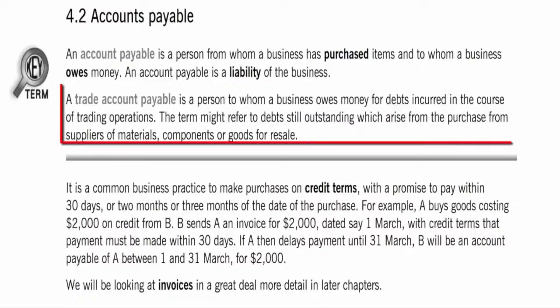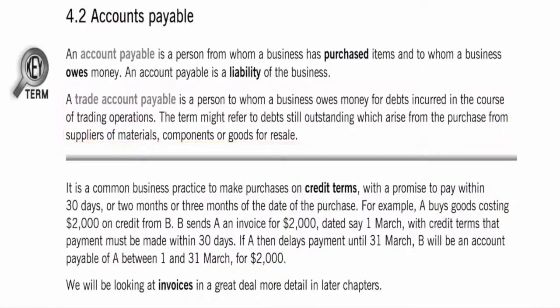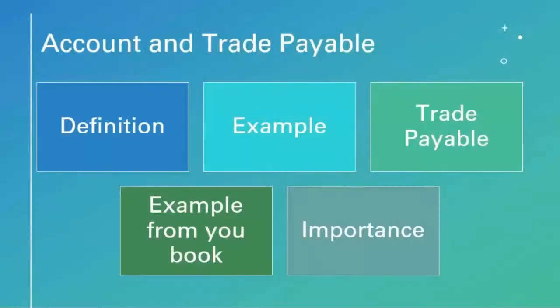Let's talk about trade accounts payable. Now here's a term you'll hear often in accounting: trade accounts payable. It sounds fancy, but it's just a specific type of account payable. These are debts that arise directly from the business's trading activities, basically the things you buy to keep your business running. Let me give you a few examples of what might fall under trade accounts payable.